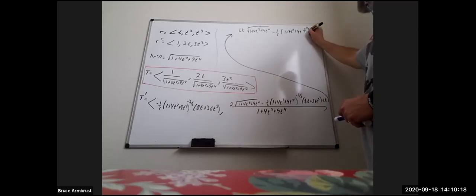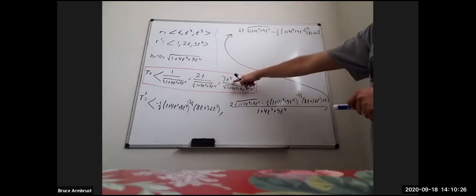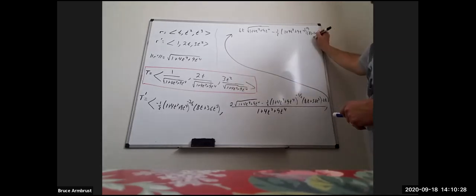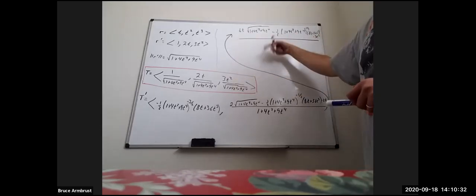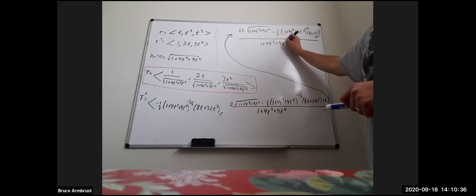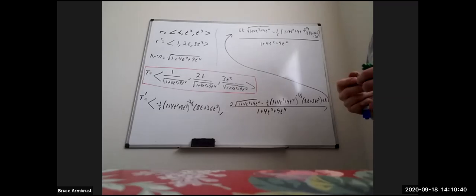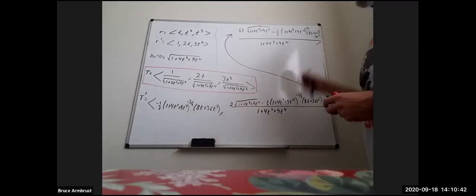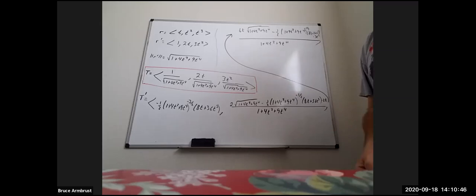And I apologize, this will be really hard to see. Try to make it as clear as possible. Times the top, so times 3t squared, and then that is all over the bottom squared. So again, the square root went away. Beautiful. All right, so there's our third component of T prime.